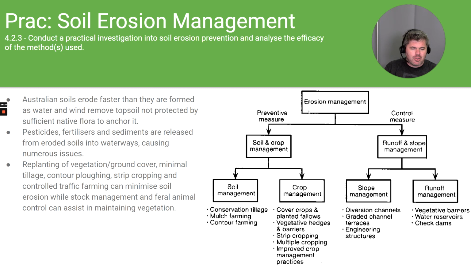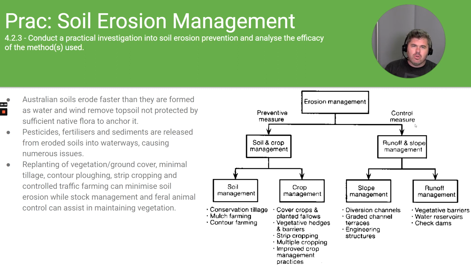Now, the preventative measure here, if we want to prevent it, we have to use soil and crop management. By separating those, conservation tillage, mulch farming, and contour farming are all designed to help manage the soil. Whereas for crop management, cover the crops in planted fallows, vegetative hedges and barriers, strip cropping, multiple cropping, and improved crop management practices.